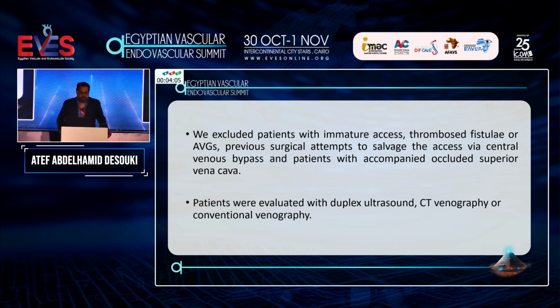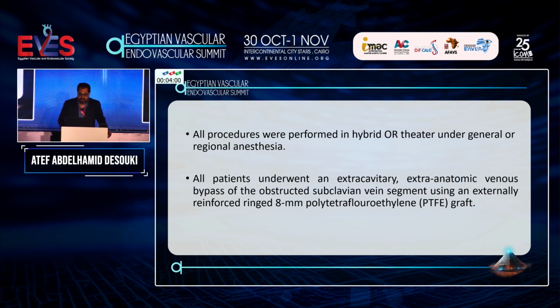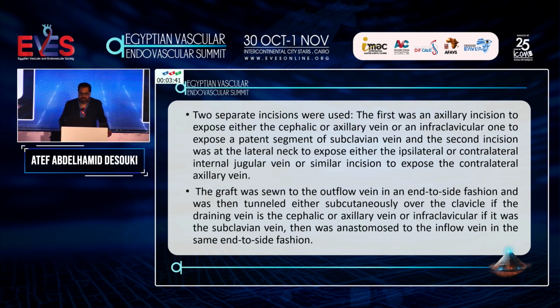Before the procedure, patients underwent either duplex ultrasound, CT venography, or conventional venography. All the procedures were performed in a hybrid OR theater under general regional anesthesia, and all patients underwent extracavitary, extra-anatomic venous bypass of the obstructed subclavian vein segment using an 8 millimeter ringed PTFE graft. We made 2 separate incisions. The first incision is at the inflow to expose the cephalic or axillary vein, or an infraclavicular one to expose a patent segment of the subclavian vein.